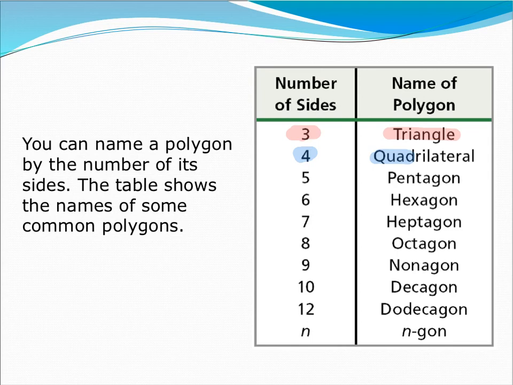And you can go down the list, but an important one is if it has n number of sides, where n can be any number, it's going to be an n-gon. So if it had 13 sides, it would be a 13-gon. If it had 20 sides, it would be a 20-gon.